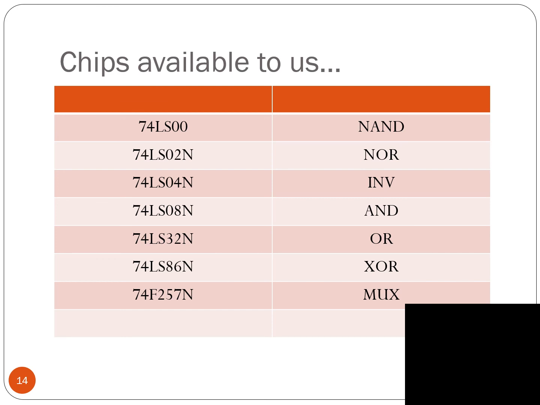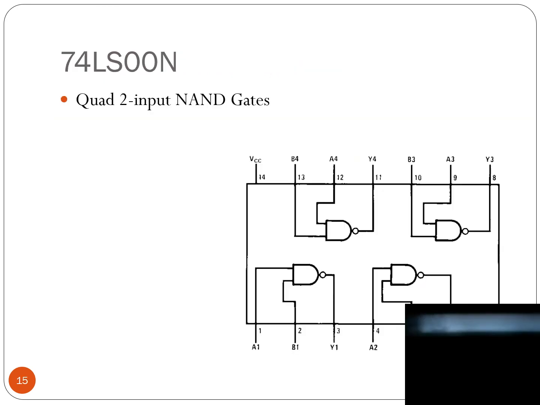What components do we have? We have NAND gates, which is an AND gate with the output negated, and NOR gates, which is an OR gate with the output negated. Inverters, which is just a simple negation. AND gates, OR gates, XOR gates, as we have mentioned. And a multiplexer, which is a two-way selector. You have a selecting signal for the multiplexer, and the output of the multiplexer is selected from the two inputs by your selection signal.